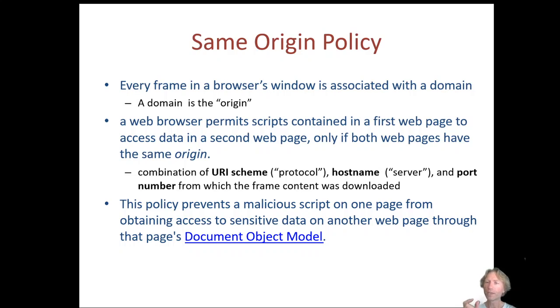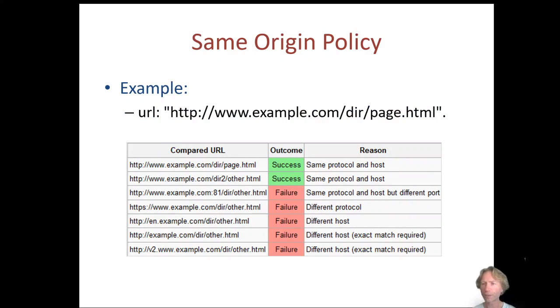Okay? And the same origin, strictly speaking, means that they have to have the same scheme, for instance, HTTP or HTTPS, the same host name, the same server if you want, and the same port number. And that means that you cannot easily access, in the absence of vulnerabilities, the resources of another web page. Okay, so that's what the same origin policy tries to enforce. And what does that mean concretely? Well, let's look at an example. We have something that is associated with HTTP www.example.com and then some other stuff.